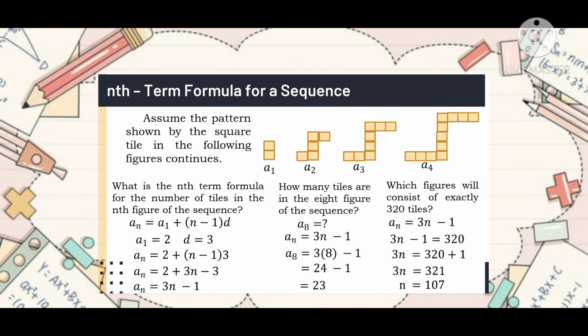And for our third problem, which figure will consist of exactly 320 tiles? So, yung a sub n po natin is yun yung 320 kasi ayun yung hinahanap. So, itra-transpose natin para maging 3n is equal to 320 plus 1. 320 plus 1 is equal to 321. And 321 divided by 3 is equal to 107. So therefore, the answer to our number position in the given sequence is 107.